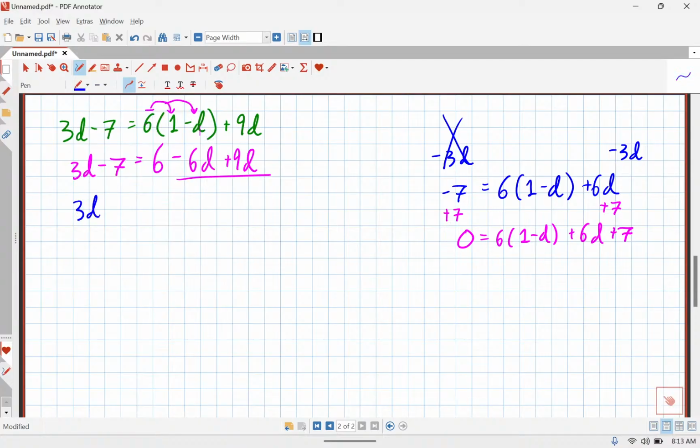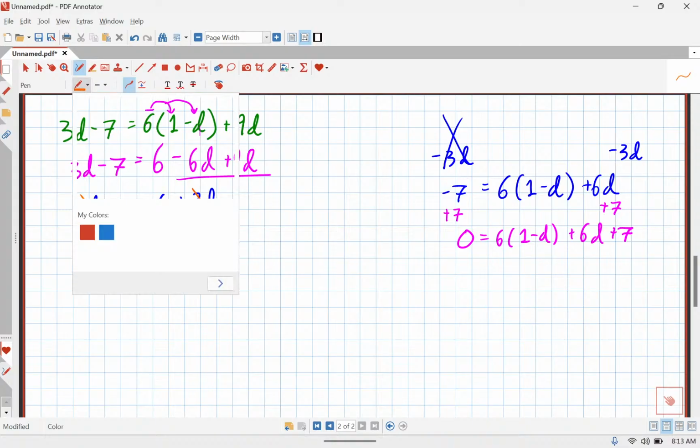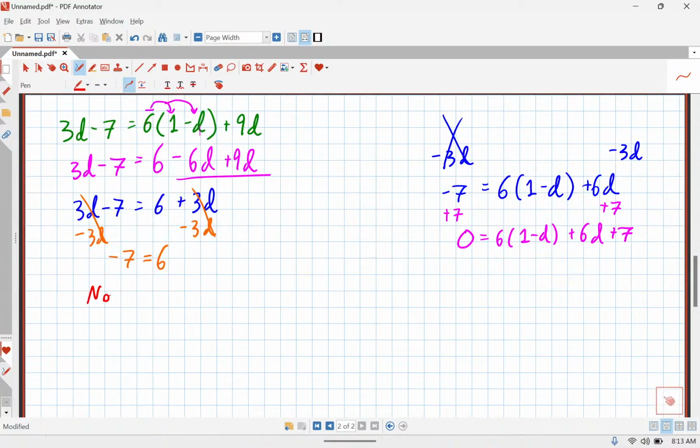Yeah, 3D minus 7 equals 6 plus 3D. Now we can take 3D from both sides, which asserts that negative 7 equals 6. That's right. So since that is untrue, you would say there is no solution. How many of us got no solution or see how we got that or aren't too alarmed?